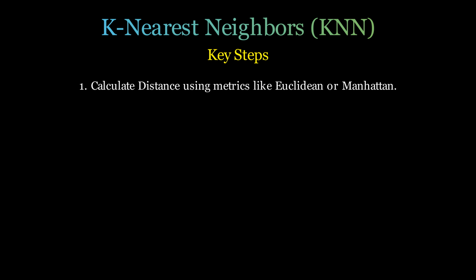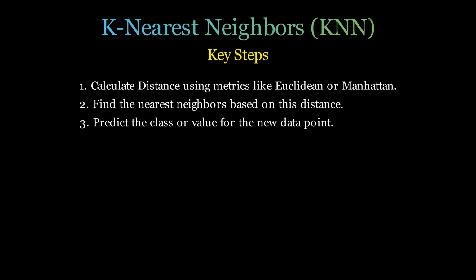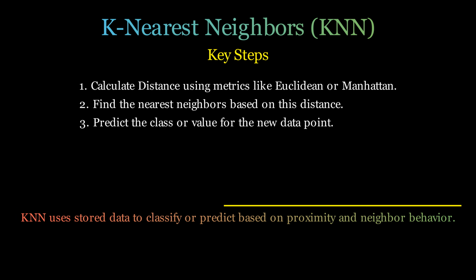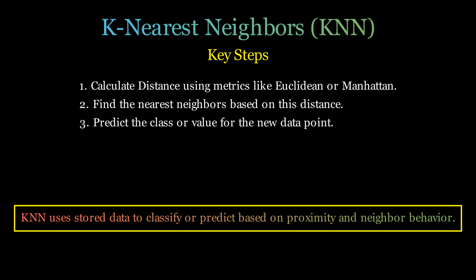First, calculate the distance using distance metrics like Euclidean or Manhattan. Then, find the nearest neighbors based on this distance. Finally, use these neighbors to predict the class or value for the new data point. In summary, KNN uses stored data to classify or predict based on proximity in neighbor behavior.